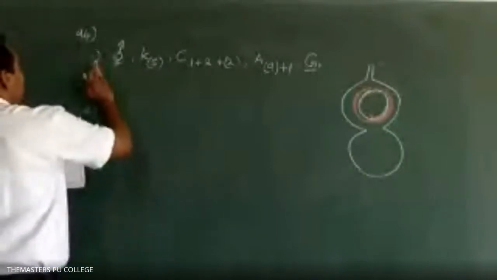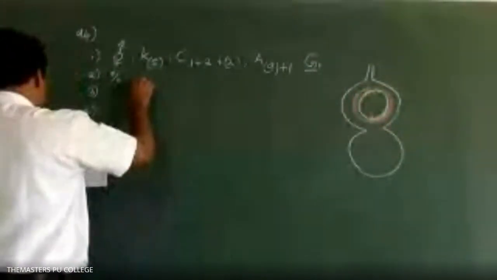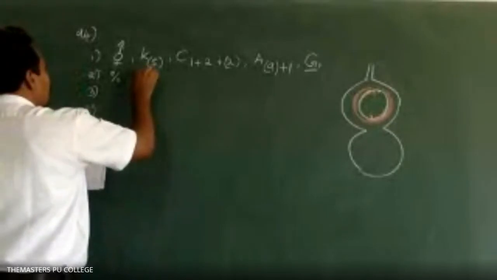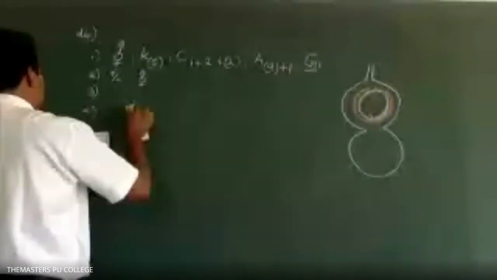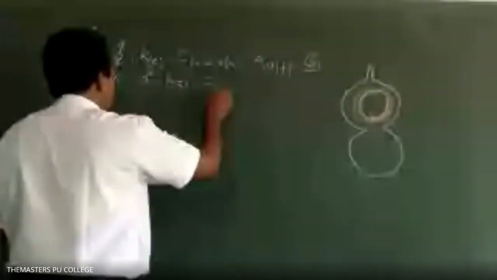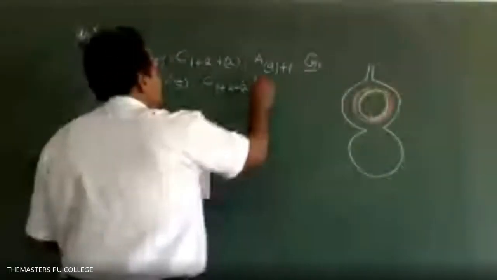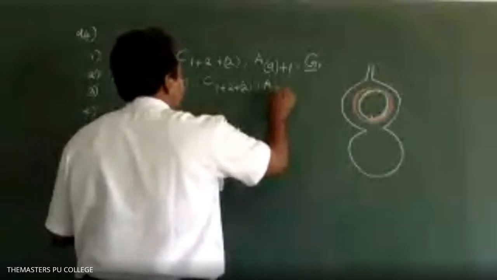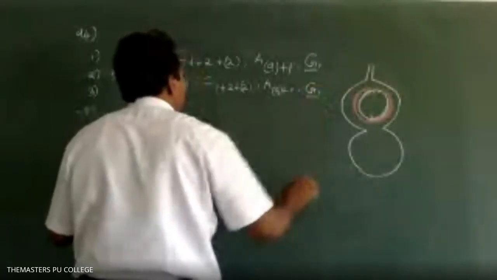The second option: the flowers are zygomorphic, unisexual, sepals 5, corolla 1 plus 2 plus 2, androecium 9 plus 1, gynoecium one carpel, hypogynous.